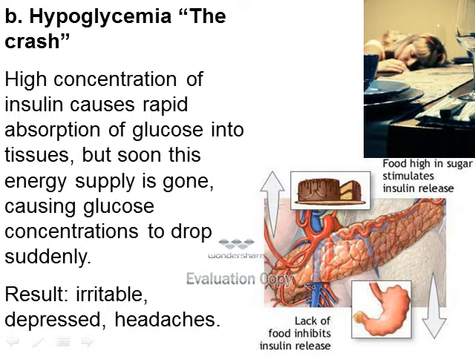The high levels of insulin have caused glucose to be absorbed in the tissue so fast that suddenly this source of energy is gone. And the glucose is what was fueling this whole reaction. The result is, well, the cells are becoming starved. Emotionally, they're irritable, they're depressed, they have headaches.